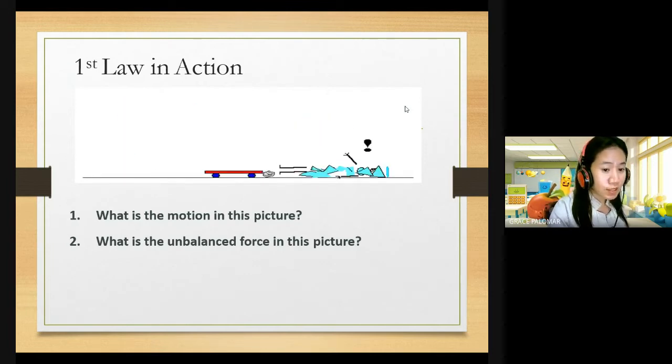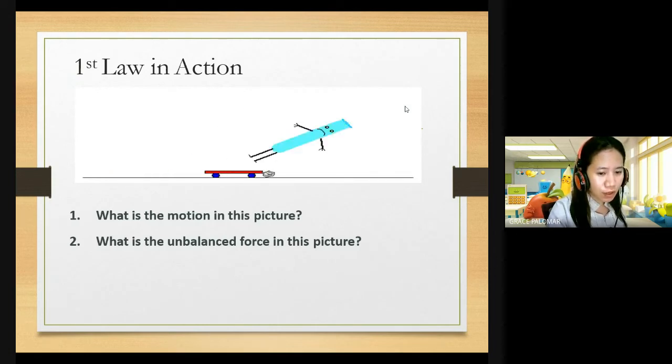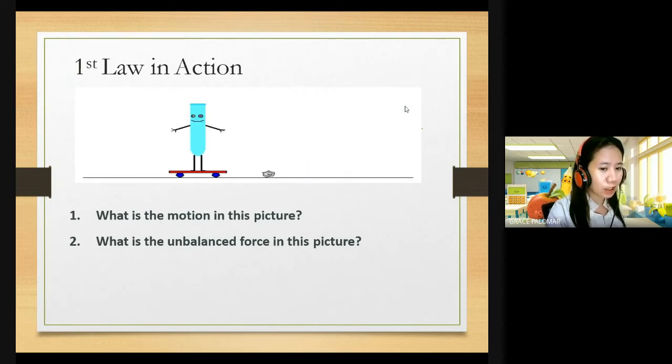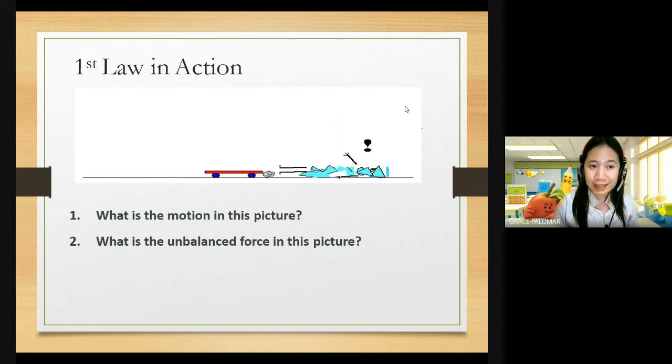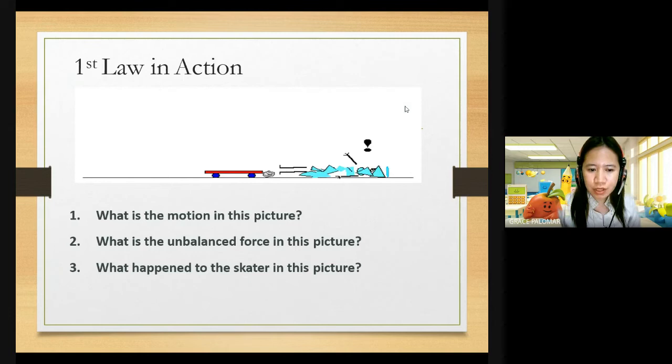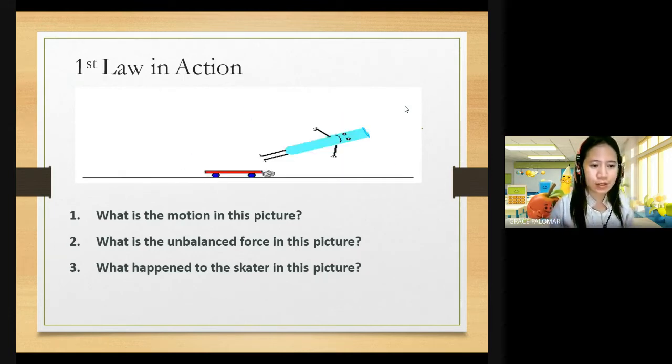Okay, so as you notice, there is a stone. The stone is the unbalanced force in the picture that caused the skater to suddenly be put to a halt or stop. Next, what happened to the skater in this picture? I'll give you 5 seconds to answer.